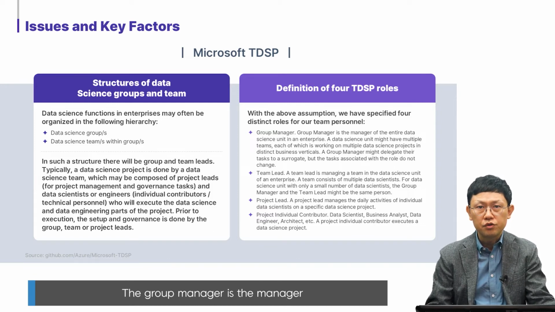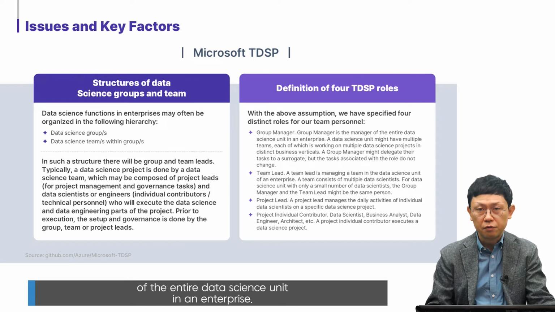Group manager is the manager of the entire data science unit in an enterprise. A data science unit might have multiple teams, each of which is working on multiple data science projects in distinct business verticals. A group manager might delegate their tasks to a surrogate, but the tasks associated with the role do not change.